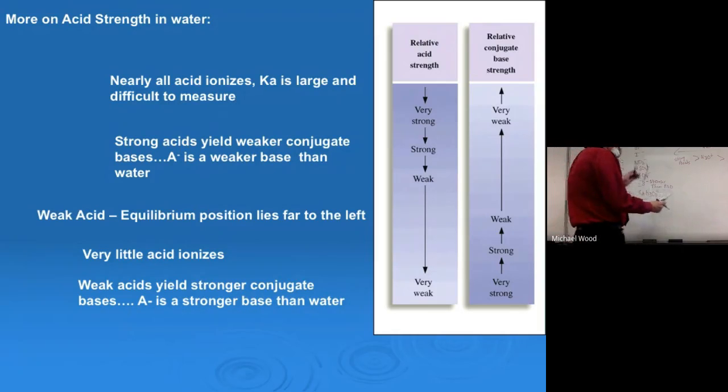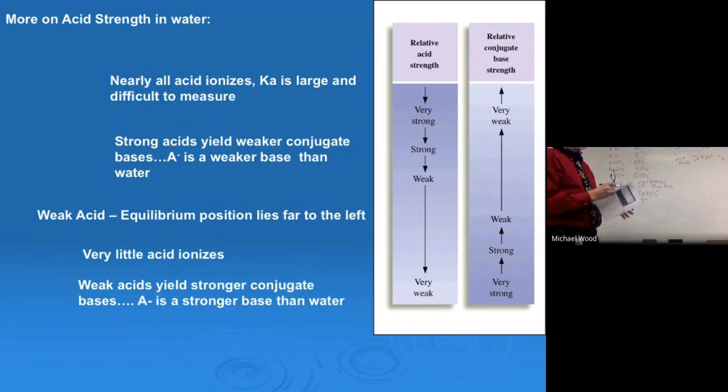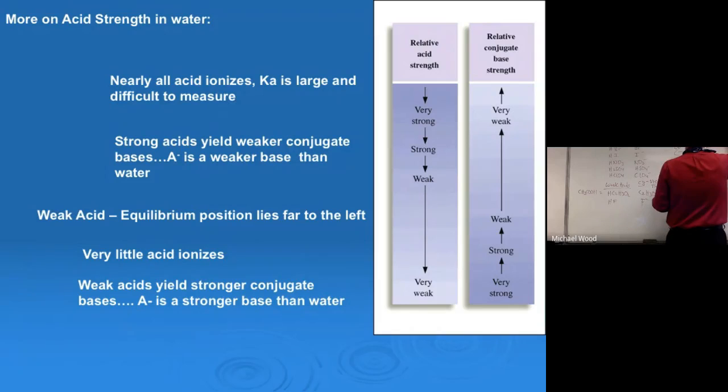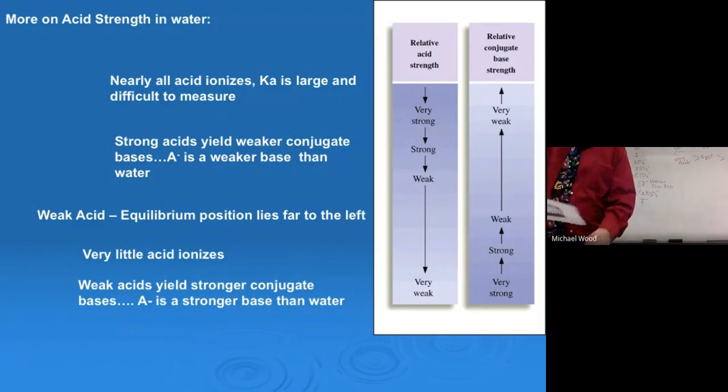Well, then up here, these would be weaker bases. If we're talking about their conjugate bases, the CB, the conjugate bases of the strong acids would be weaker bases than water. And the conjugate bases here would be stronger bases in water. So the dividing line for the bases is water, and for the acids it is the hydronium.